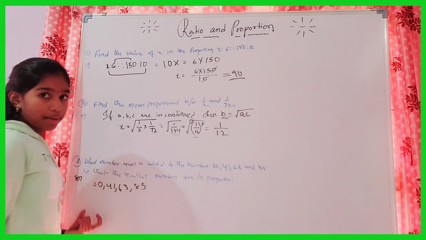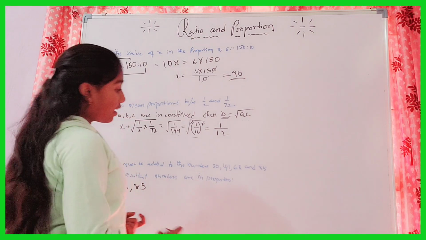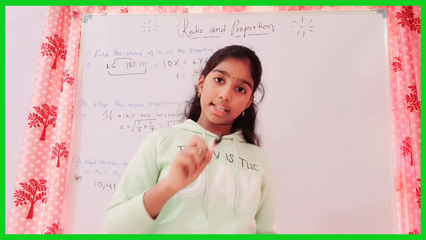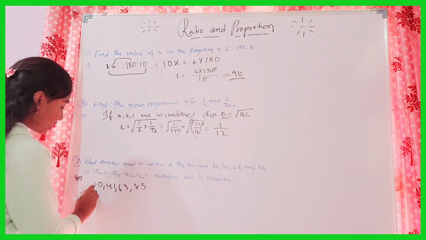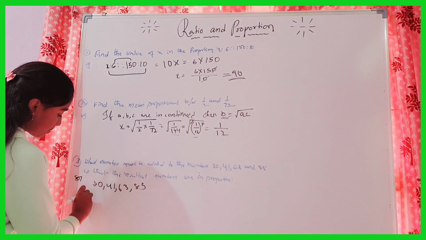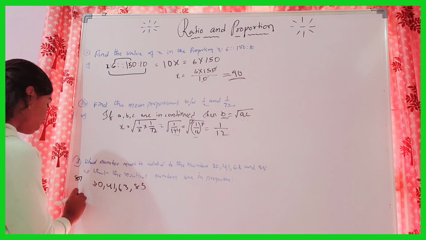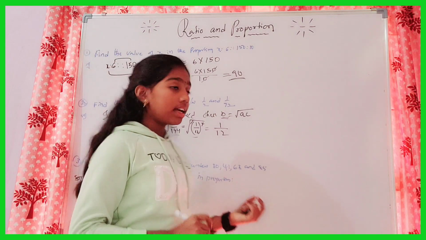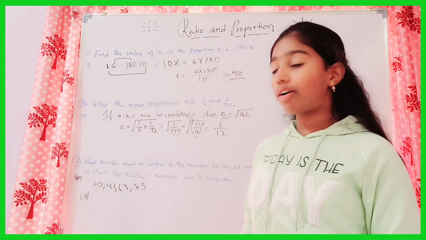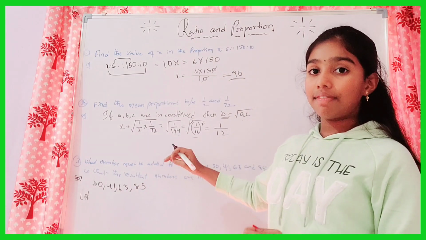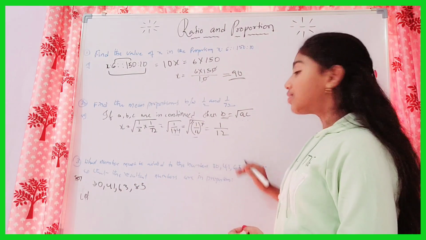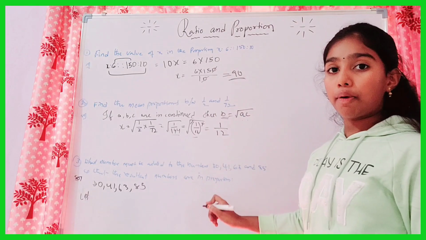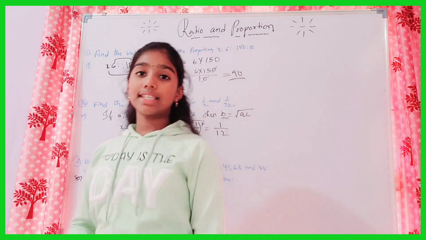So these are the four numbers. Let's take the number which is added to those four numbers as x. Here they told that when we add the digit to these four numbers, the resultant numbers are in proportion. So 30 plus x is the result.